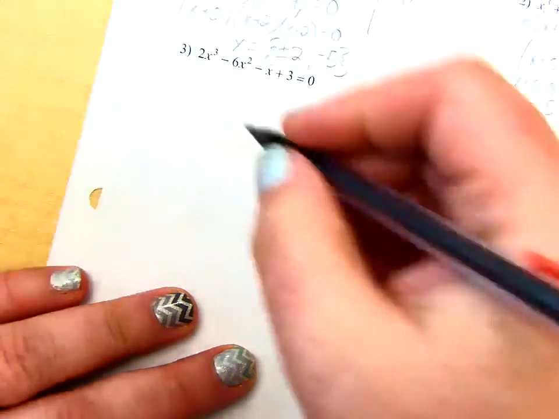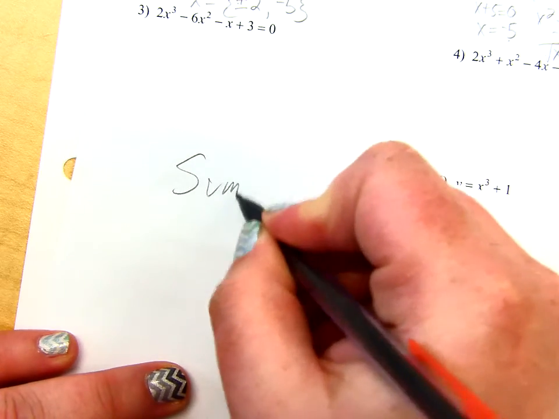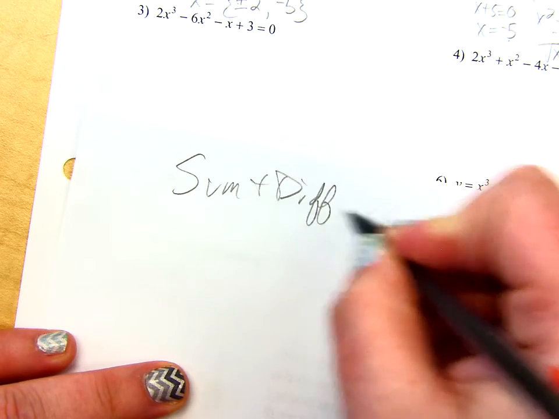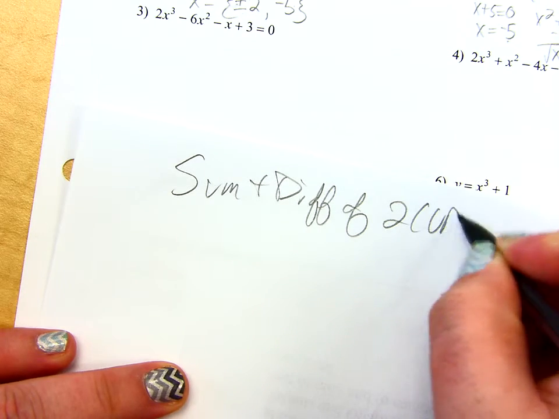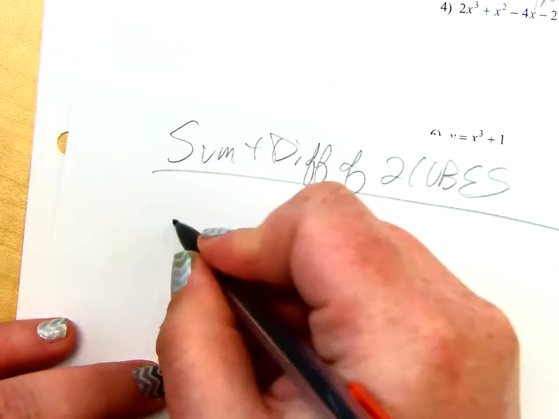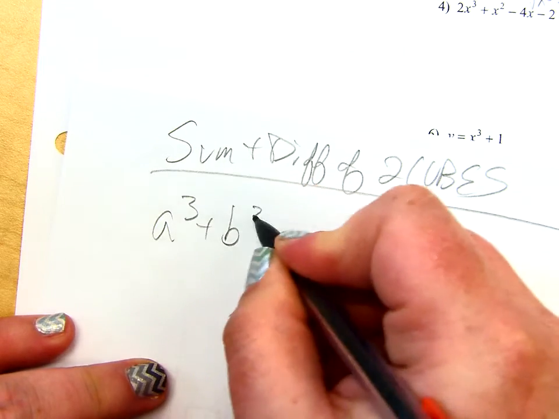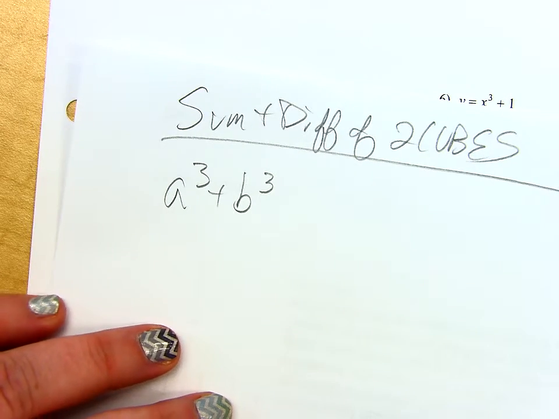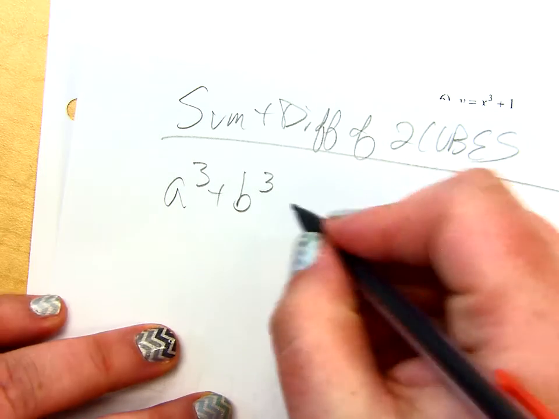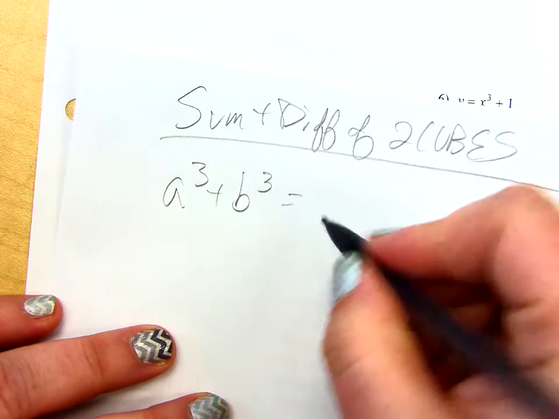All right. We're talking about the sum and difference of two cubes today. Say I had the sum of two cubes like that. I had a perfect cube and I was adding it to another perfect cube. You can factor this using this pattern.